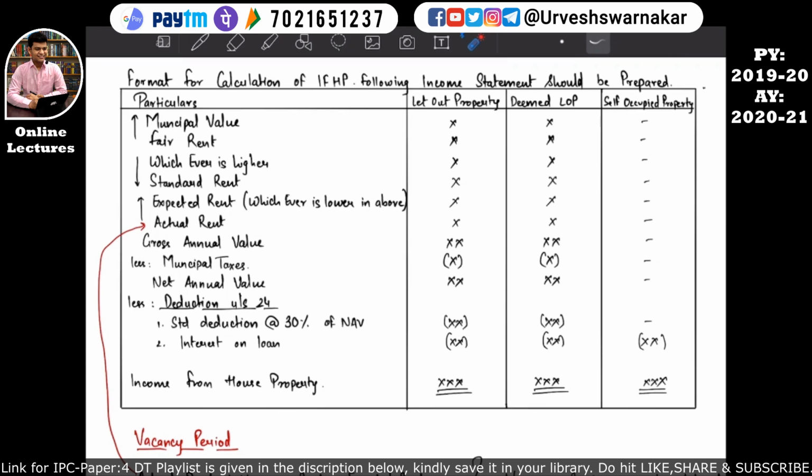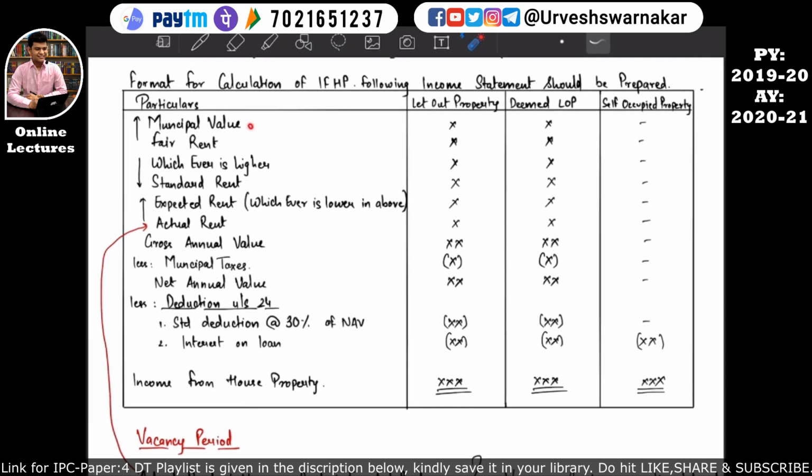That means he will open an assessment against that assessee, and that time he will ascertain the municipal value, fair rent, standard rent, expected rent, in order to calculate the annual value, that means the gross annual value. Because the assessing officer thinks that the actual rent disclosed by the assessee is way lower than the expected rent. Okay, so basically this all we need to solve in our exam.